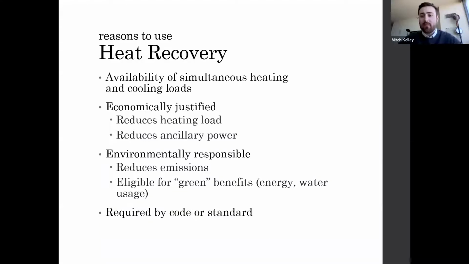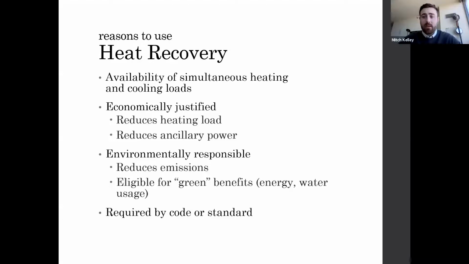Reducing the heat, recovered heat reduces this heating load that we have in the building, but it also reduces the ancillary power necessary to reject the heat from the cooling plant, thereby also reducing energy costs on that side. Now, some building owners perform energy recovery, which may include heat recovery, not only to reduce operating costs, but also to reduce emissions to the environment.